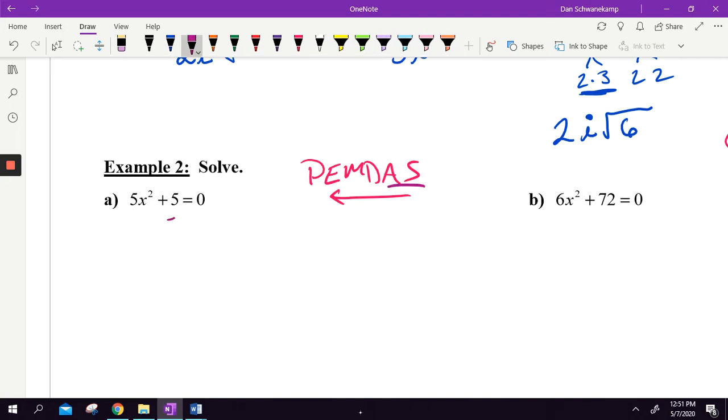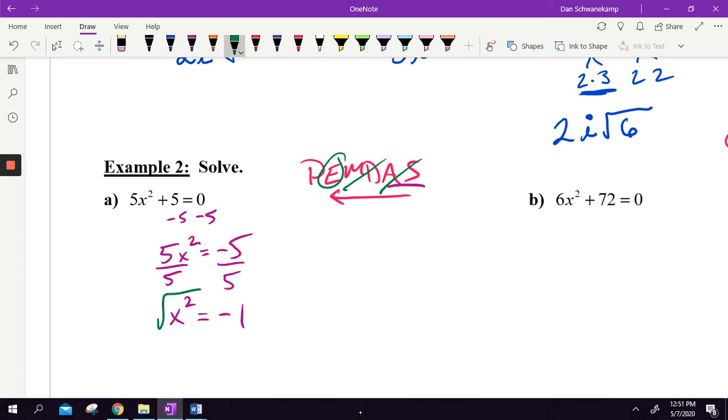So add or subtract. Divide by 5, divide by 5. X squared is going to be equal to -1. So we added or subtracted, we multiplied or divided. Now we're going to deal with exponents. So to get rid of the square, we're going to square root.